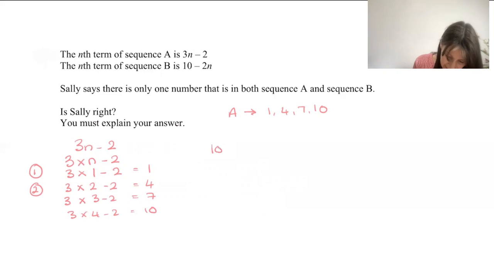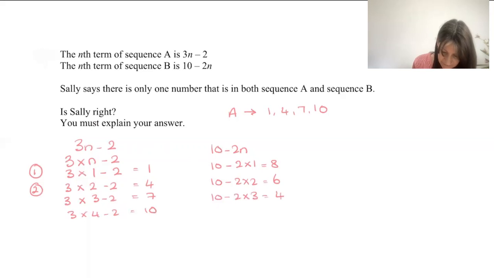So I've got 10 minus 2n. So 10 take away 2 times 1, that's going to give me 8. 10 take away 2 times 2 is going to give me 6. 10 take away 2 times 3 is going to give me 4. 10 take away 2 times 4 is going to give me 2. So my B has got 8, 6, 4, 2.